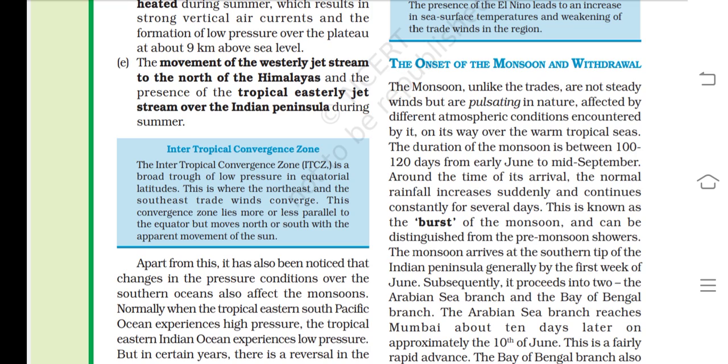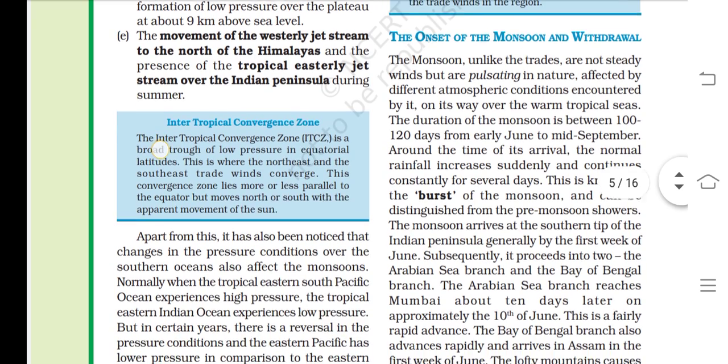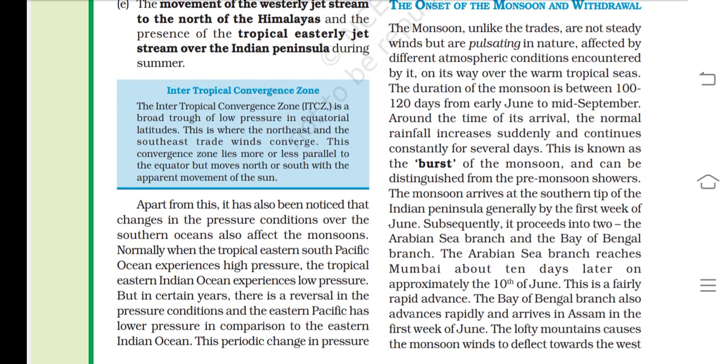They do not meet, but they are in a parallel position, but move north or south with the apparent movement of the sun. As the movement of the sun changes, this also changes. Apart from this, it has been noticed that changes in the pressure conditions over the southern oceans also affect the monsoons. Whatever the changes in pressure, sometimes high pressure, low pressure in the southern oceans, also affect these monsoons.